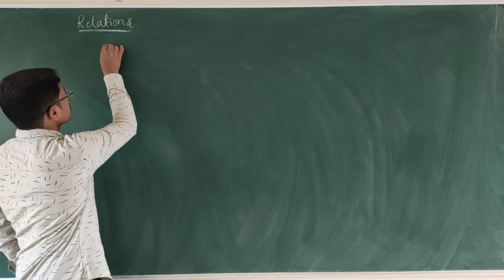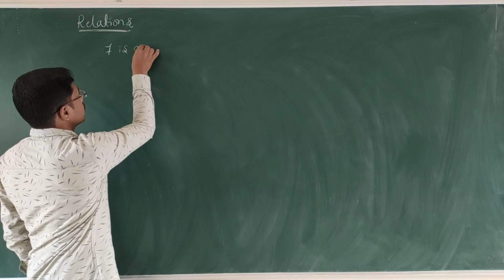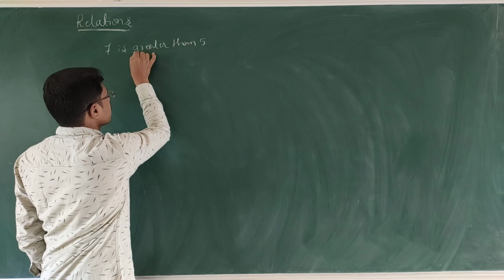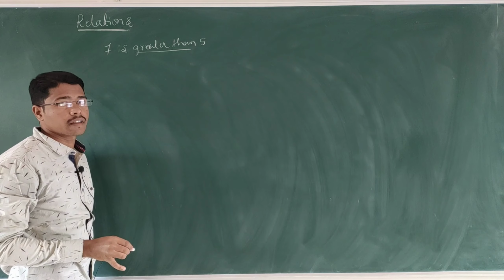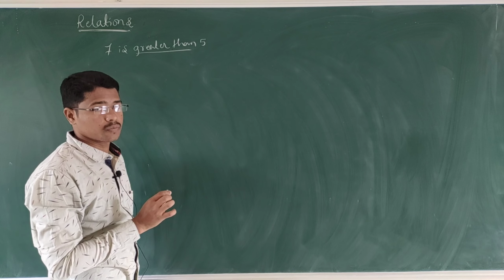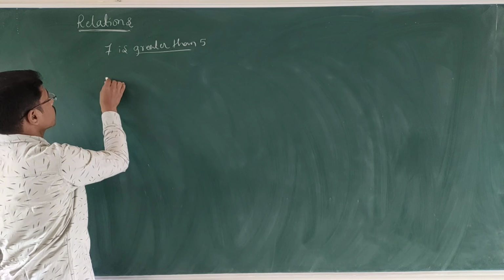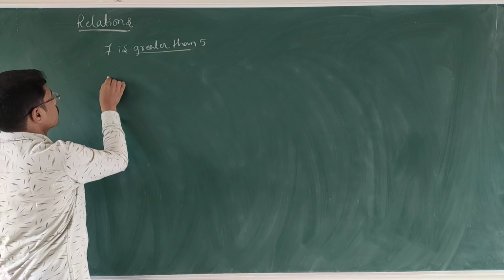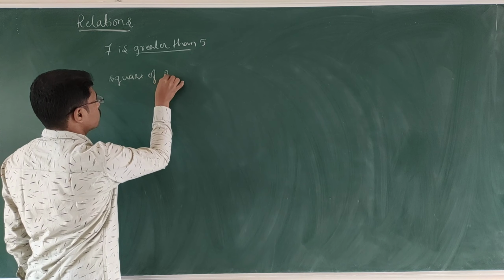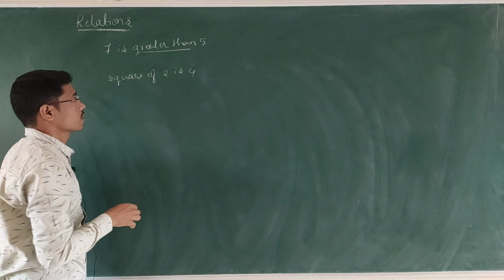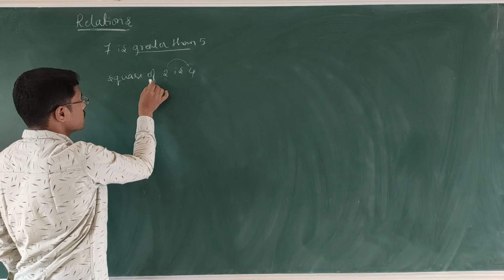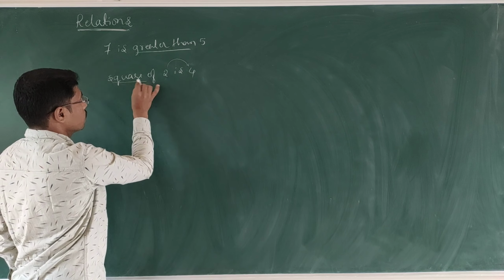7 is greater than 5, right? Here the phrase greater than is a relation which connects 7 and 5. Next, the square of 2 is 4. So what is the relation between 2 and 4? 4 is the square of 2.